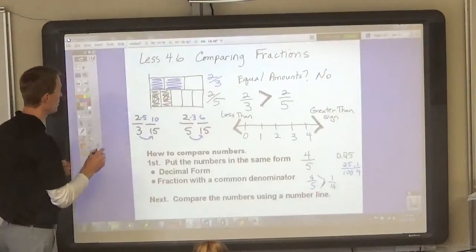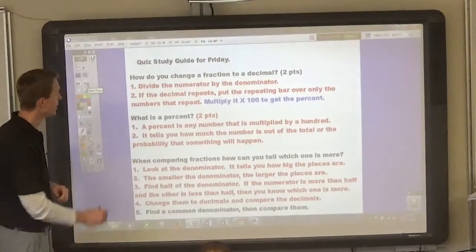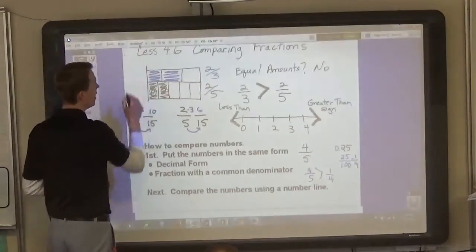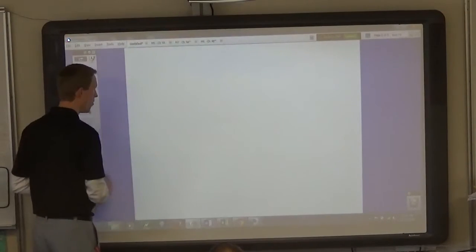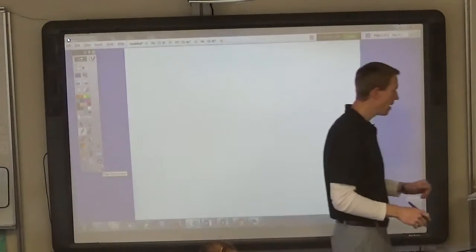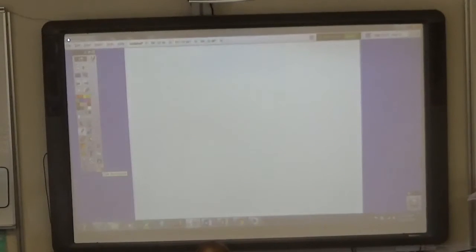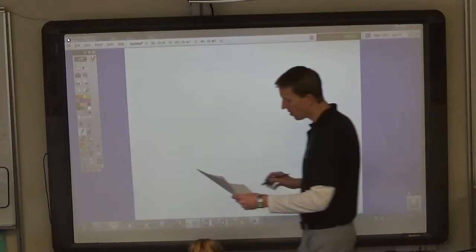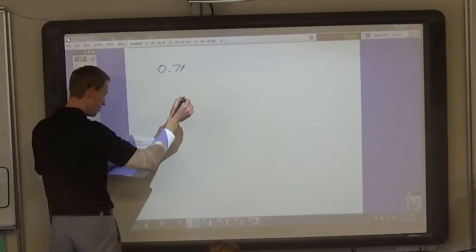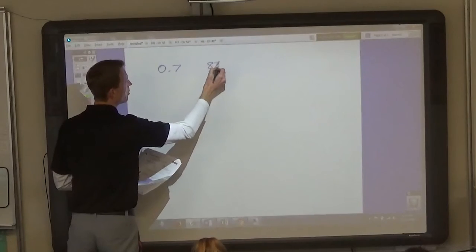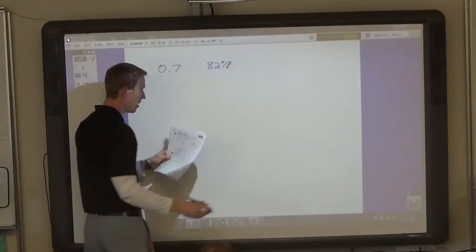And then if all else fails, if you can't tell based on that, then you're going to have to put them all in the same form, with the same denominators, and then figure it out. So for example, number 6 on your worksheet. We have 3 different numbers, and they're all in different forms. The first one is 7/10. The second one is 82%. And the third one is 4/5.